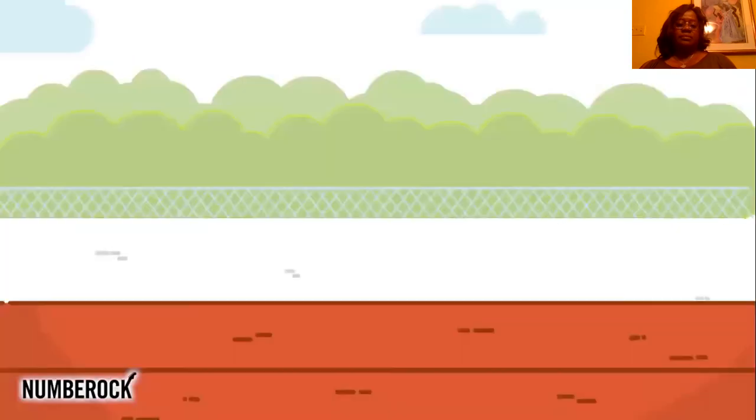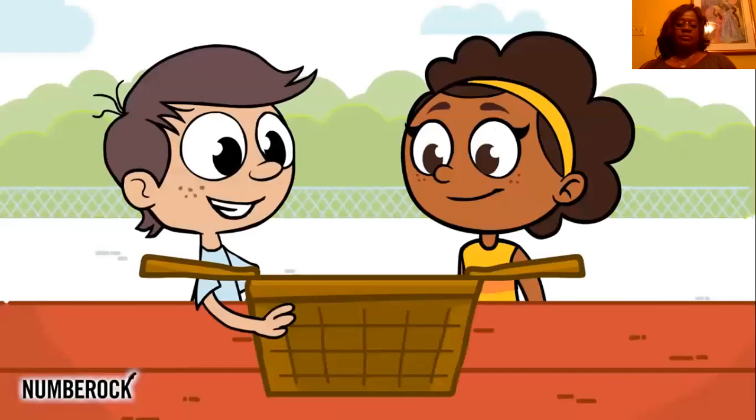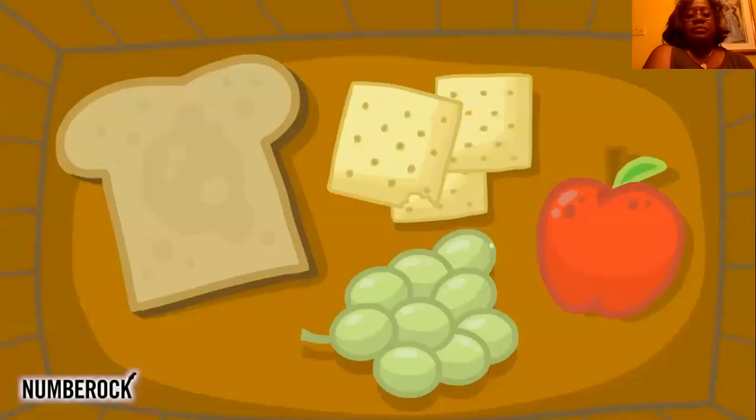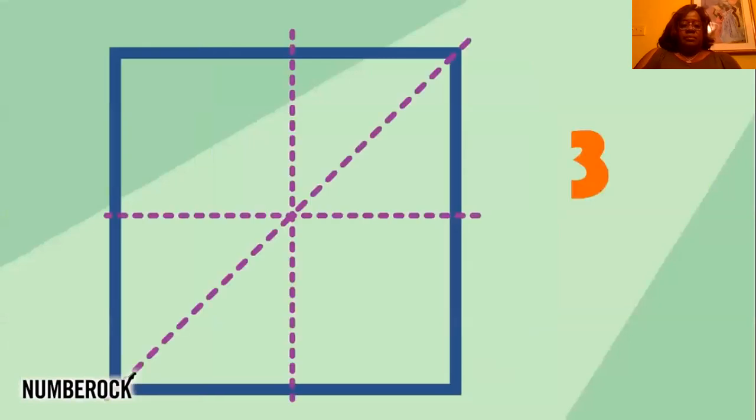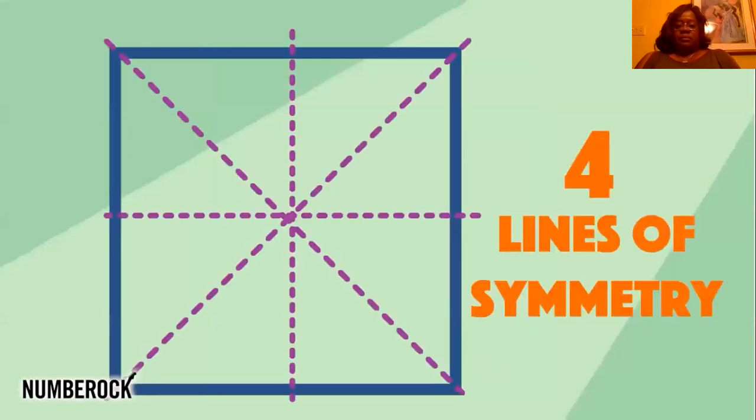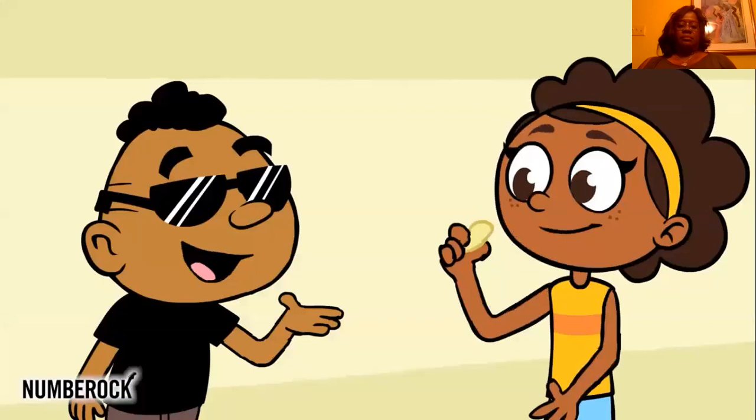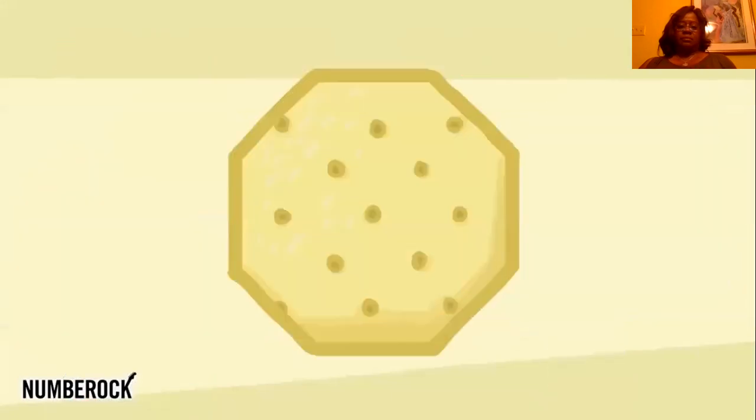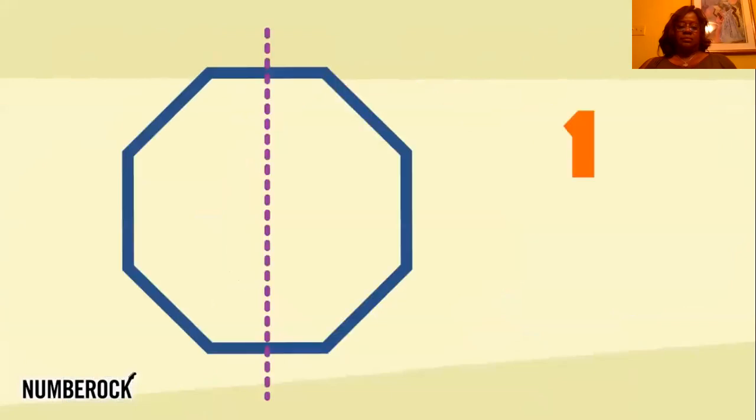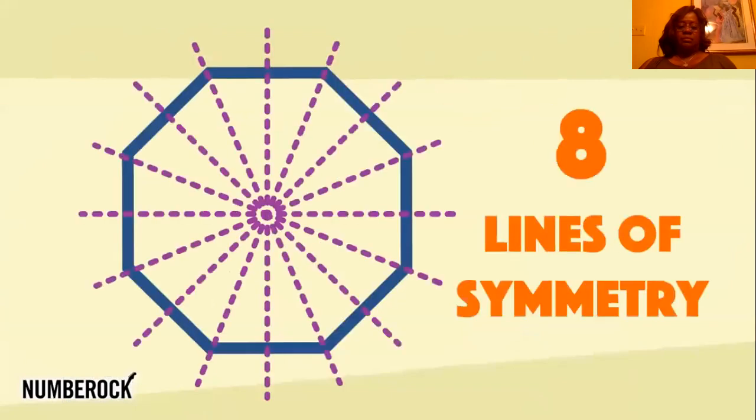It's time for lunch, we've got a hunch that symmetry's in the food we'll munch. We look at a cracker, it's a square. We see 4 lines of symmetry there. The 4 corners, they were gone, leaving us with a cracker octagon. We looked a bit closer, then to see the regular octagon's 8 lines of symmetry.